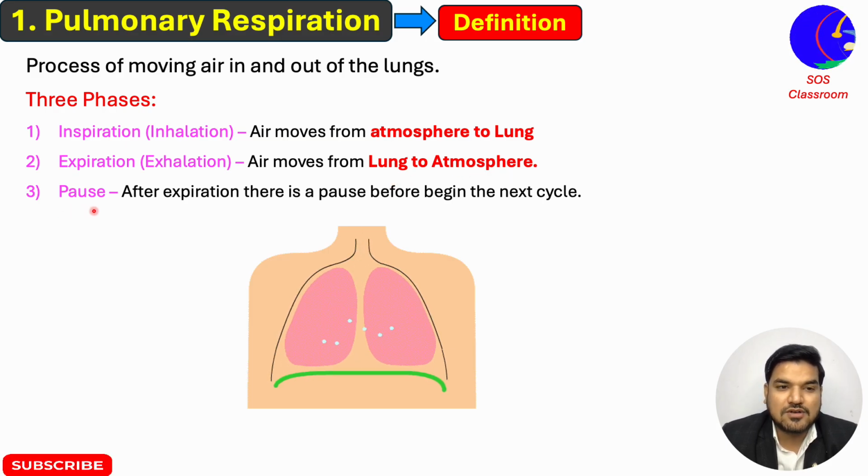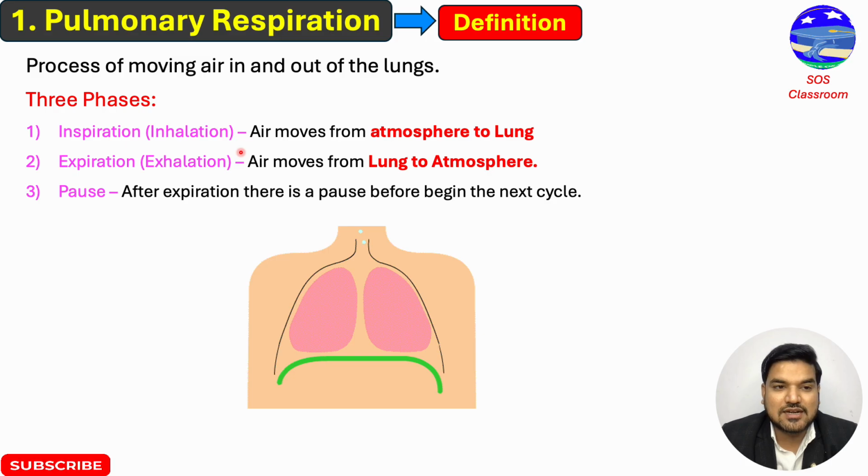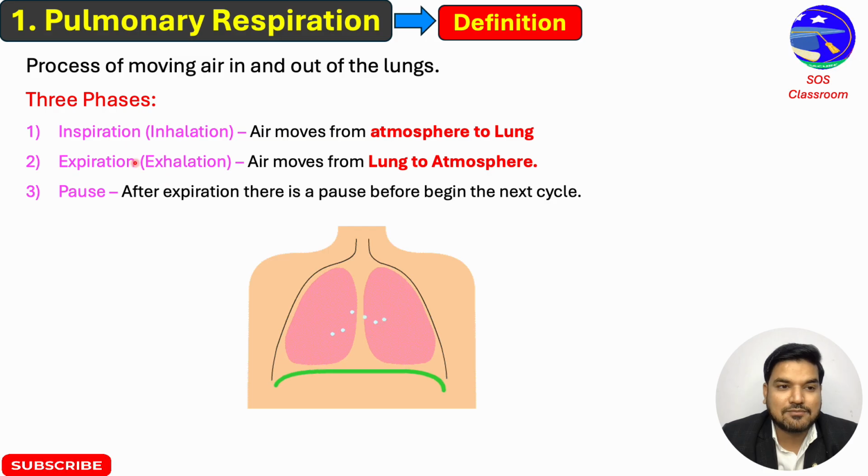And what is pause? Pause is after the expiration, after the second step, there is a gap. That is called the pause, before starting the next cycle or the next inspiration. So there are three phases of pulmonary respiration. Inspiration is completed in 2 to 3 seconds, expiration in 3 seconds, and pause 1 to 2 seconds. After the completion of inspiration and expiration, there is some gap, that is called the pause.